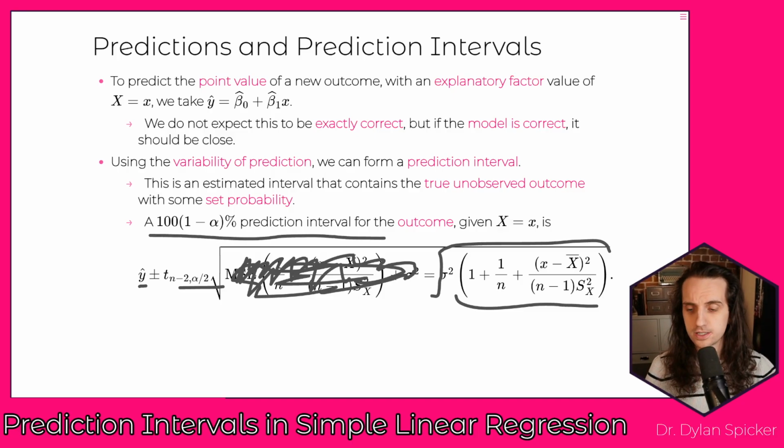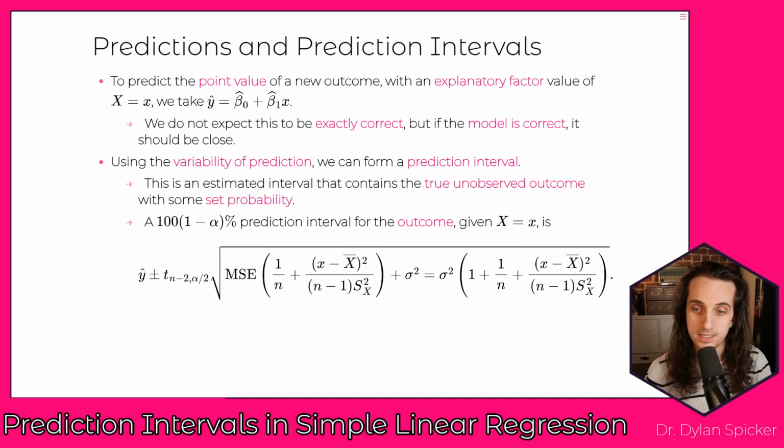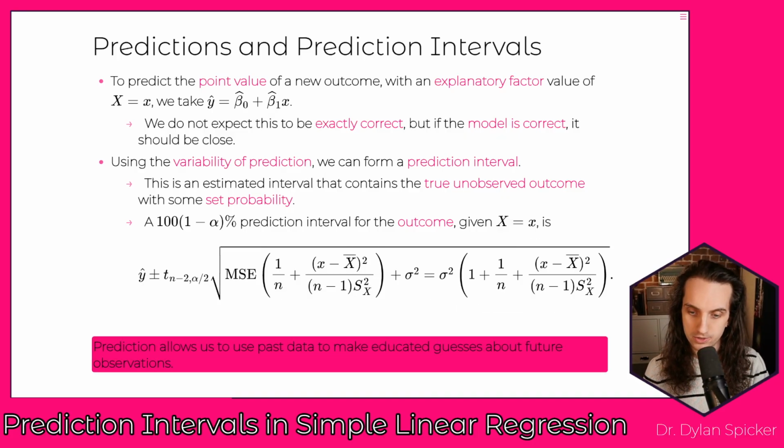This prediction interval is going to look a lot like a confidence interval, right? But the important piece is that we have replaced the standard error over here with the standard error of prediction, right? So we have this 1 plus this other term here. And so that's going to ultimately give us our prediction interval here.